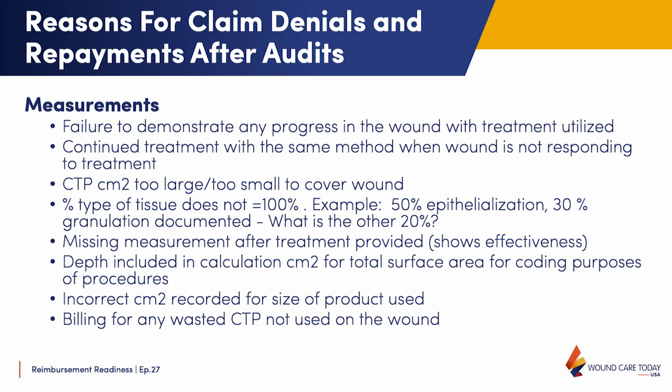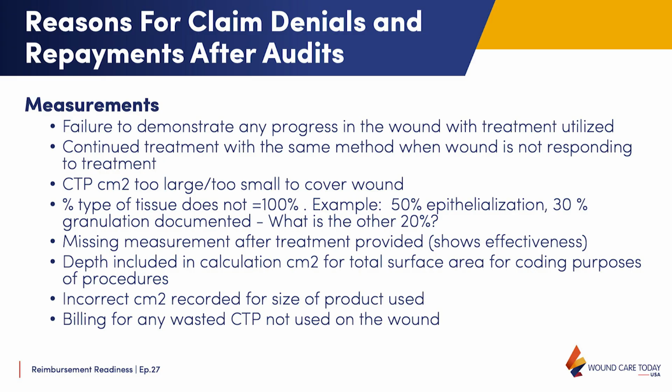CTP square centimeters are too large or too small to cover the wound. The percent type of tissue does not equal 100. This may sound simple, but I find this often when you're looking at a wound description that it doesn't equal 100. So for example, 50% epithelialization, 30% granulation documented, but there's nothing said about the other 20%. So is it healed skin? Is it scar? What is the other 20%?